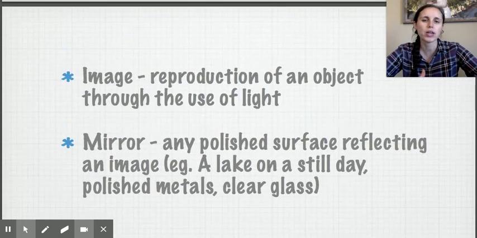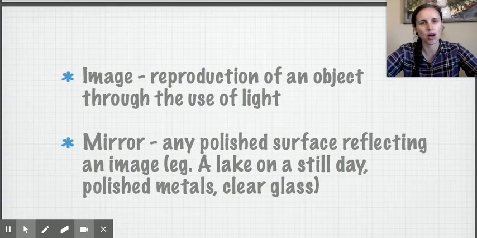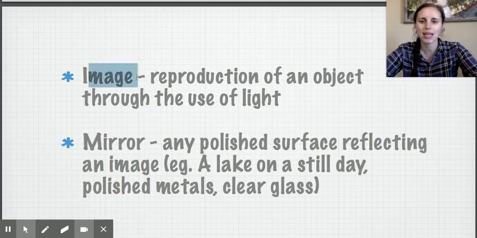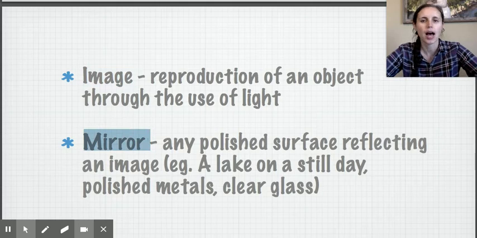All right, so again, we're going to be talking about light passing through objects or hitting objects and the image that they form. What I mean when I say image is a reproduction of an object through the use of light. We're going to start by looking at mirrors. A mirror is any polished surface that reflects an image. An example might be a lake on a still day, polished metals, or clear glass.